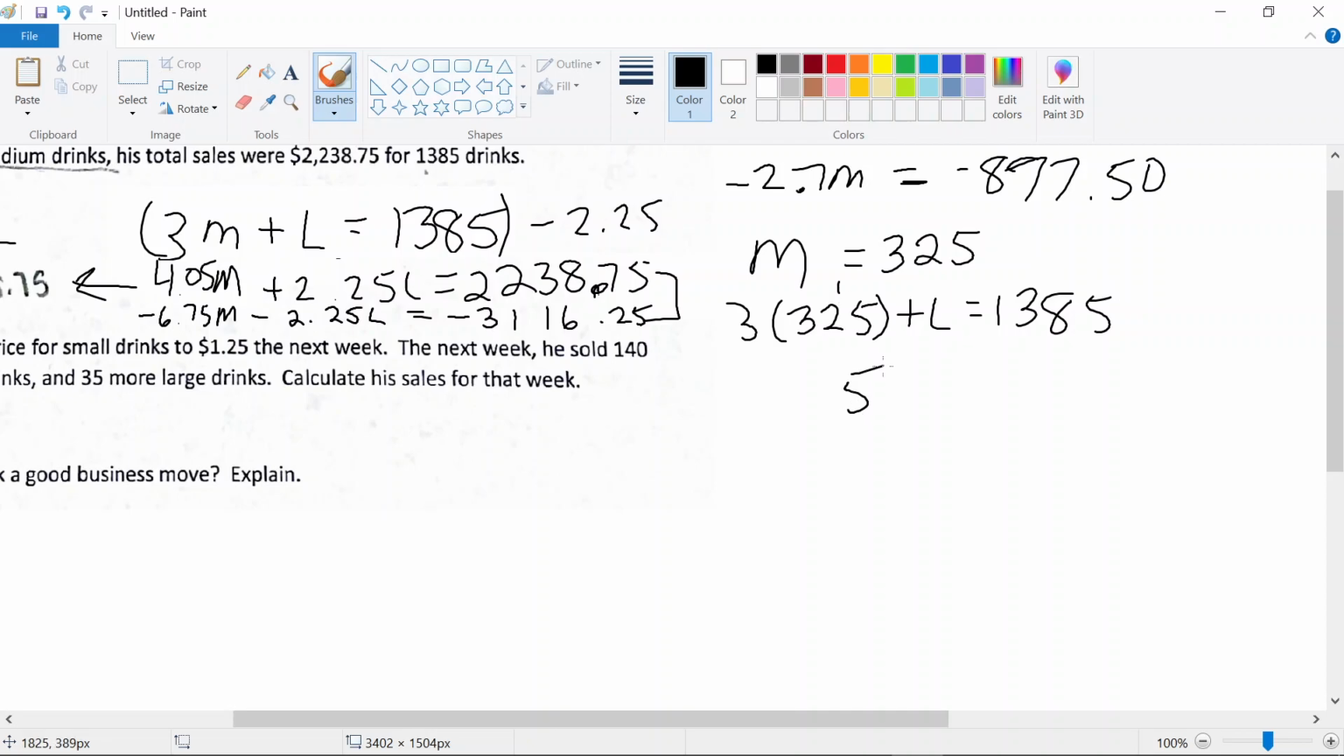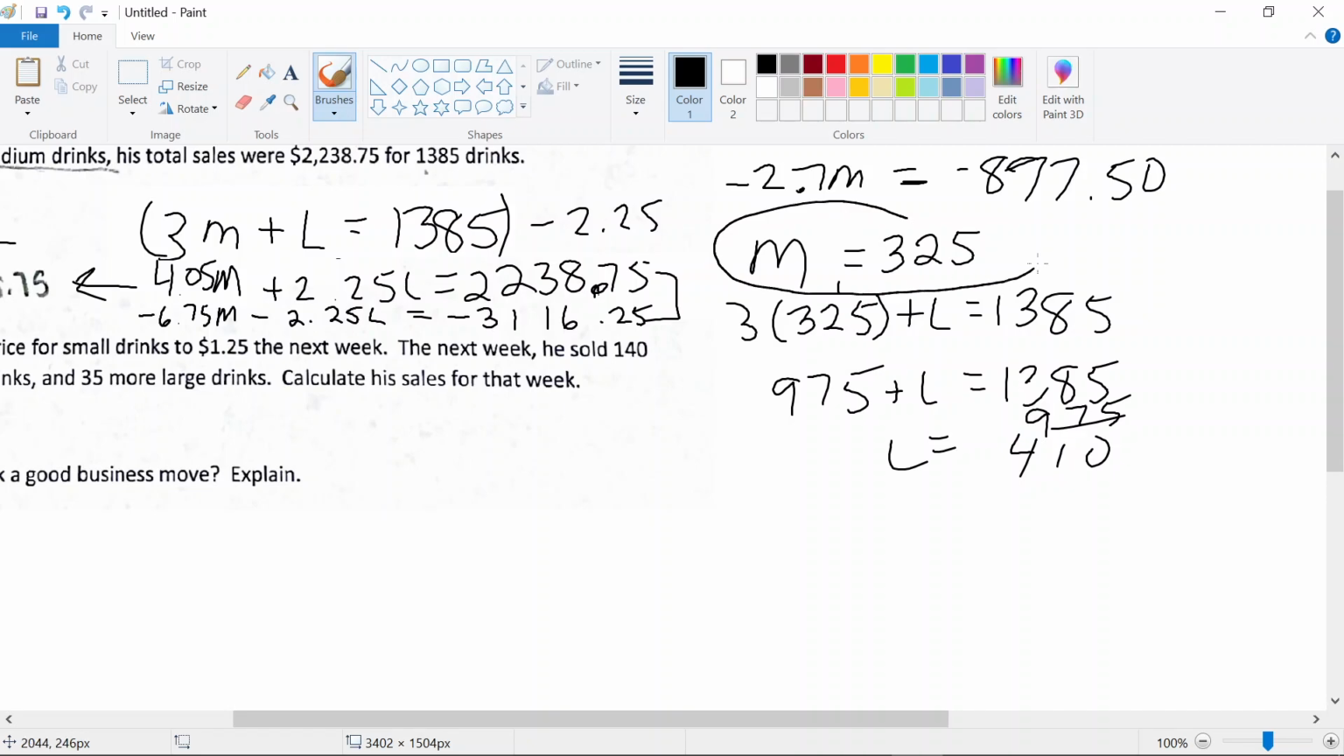3 times 5 is 15. 2, 6 is 1 is 7. 975 plus L equals 1385. L equals 1385 minus 975, 410. So L is 410. M equals 325. L is 410.